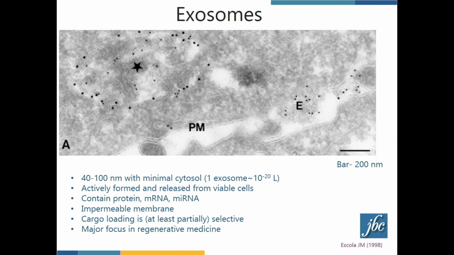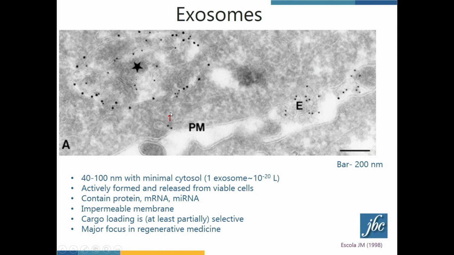Exosomes are very, very different. They're formed through a multi-step process. This is an electron micrograph of a cancer cell. I can't remember the line, but it's a very unique micrograph because it contains all three stages of exosome formation in the same picture.